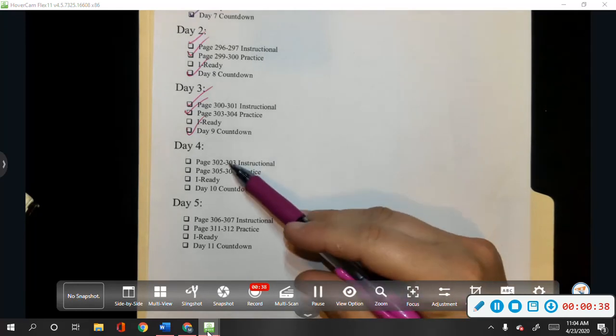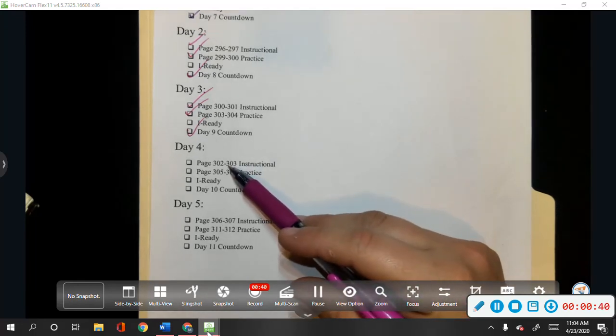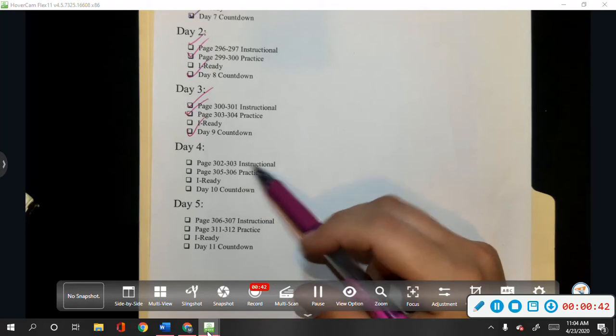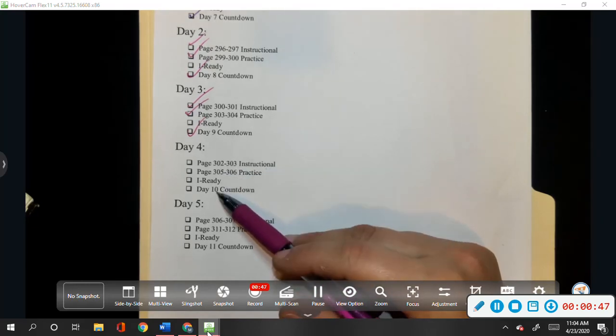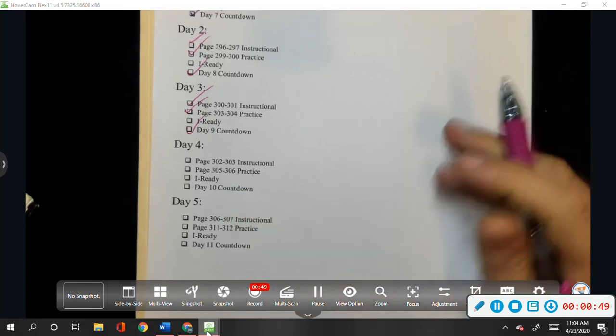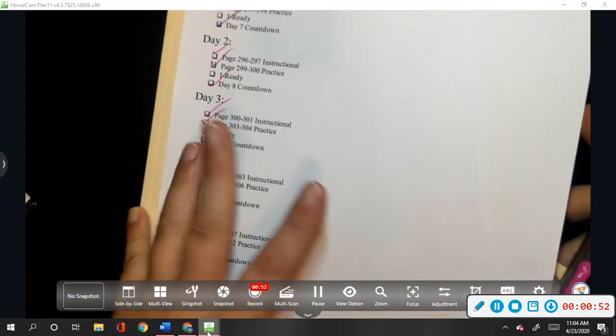Today, we are going right into the instructional book with some guided practice, page 302 through 303 in the instructional. We're going to go through 305 through 306 in the practice book, and then we're going to complete day 10 of our countdown. So let's get started.